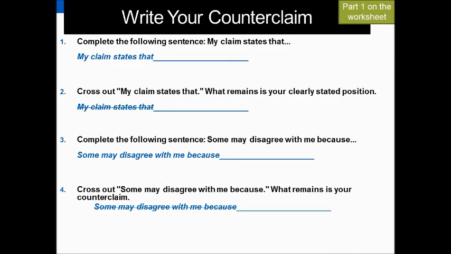Now we're going to write our counterclaim. The steps to completing a counterclaim are as follows. Step 1, complete the following sentence. My claim states that. Here, you're taking the claim you already composed on the last worksheet and inserting it here. Step 2, cross out my claim states that. What remains is your clearly stated position. Step 3, complete the following sentence. Some may disagree with me because. Here is where you're going to explore the main reason why opponents may not agree with your claim. Step 4, cross out some may disagree with me because. What remains is your counterclaim.